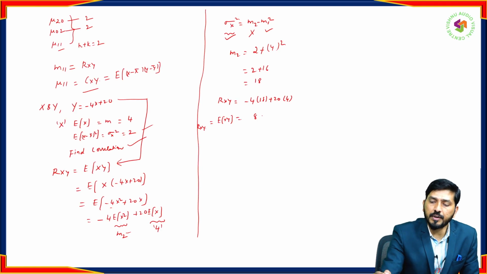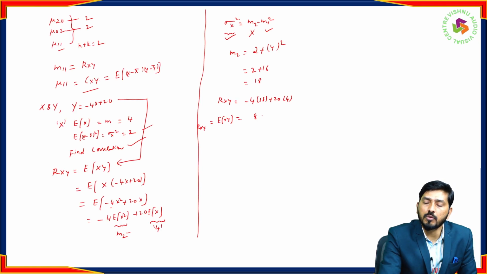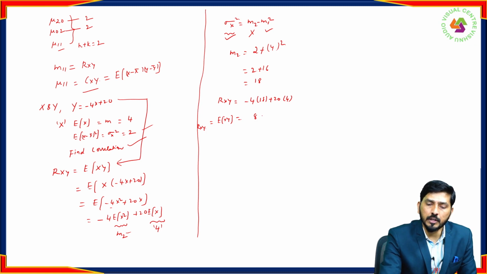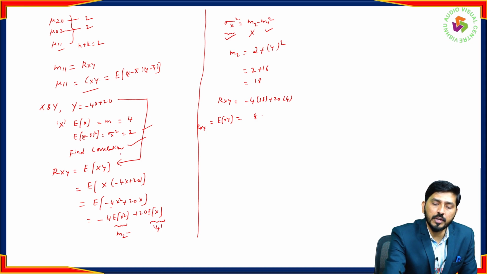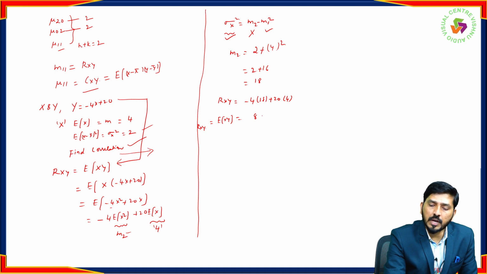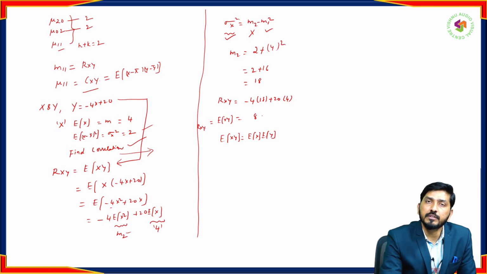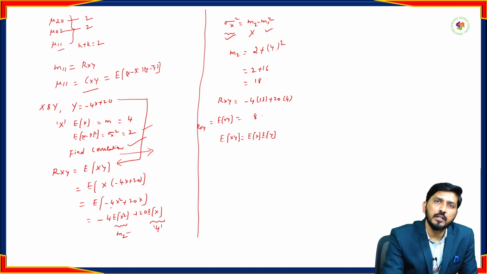So like this, you can find the correlation between the two random variables x and y, which is equal to 8. To this question, we will add one more part: check whether the random variables are independent or not. How to check? We need to prove expectation of xy is equal to expectation of x times expectation of y. If this condition is satisfied, we can say that the two random variables are independent of each other.